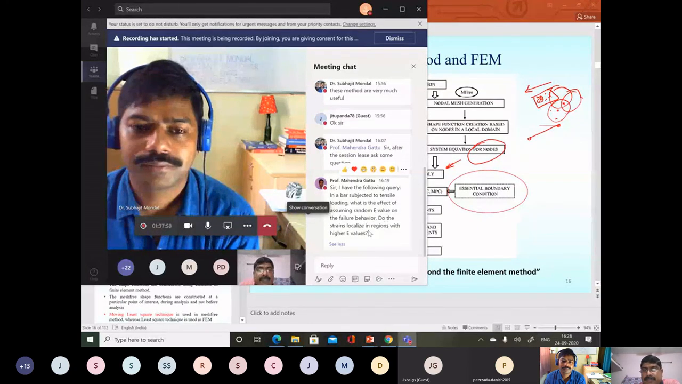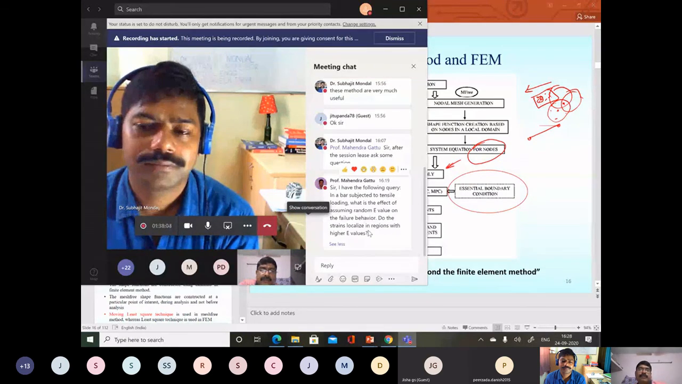this localization issue. In a one-dimensional bar, actually, you don't have much issues like that. Say, for example, if I take a plate with a hole, then obviously near the hole you have strain localization even otherwise. So depending upon how the randomness is modeled, if you want to model a localized model, then you can model it as it is.